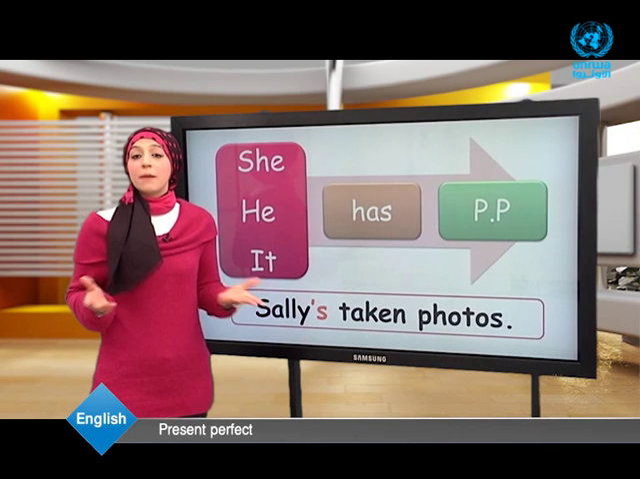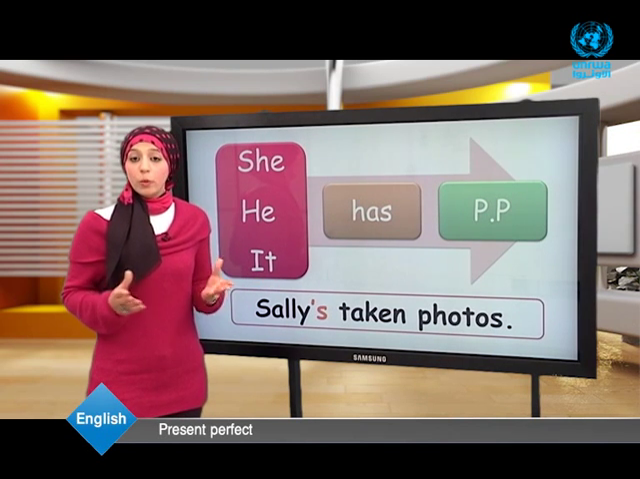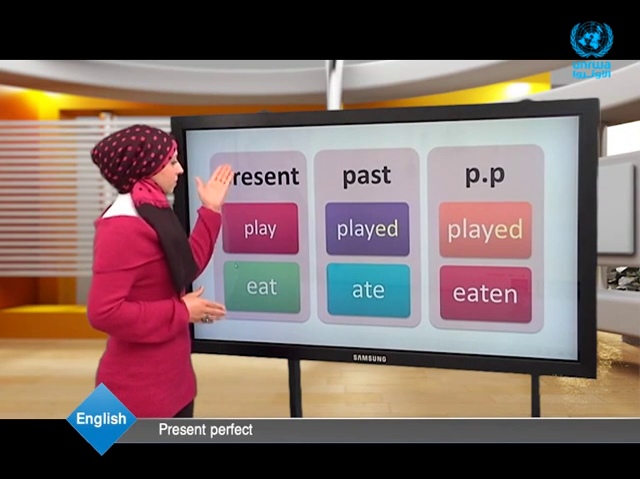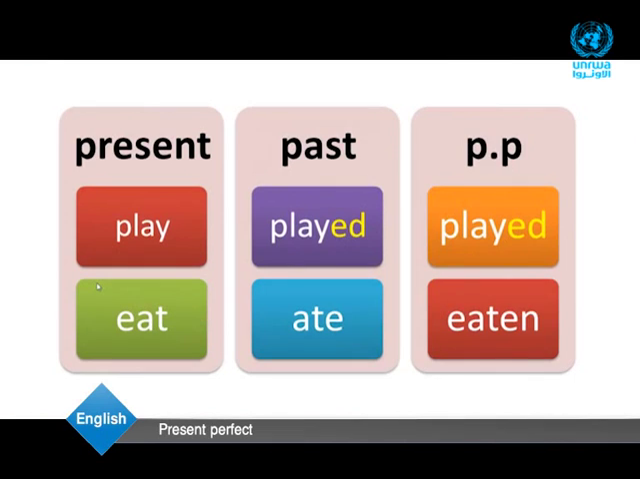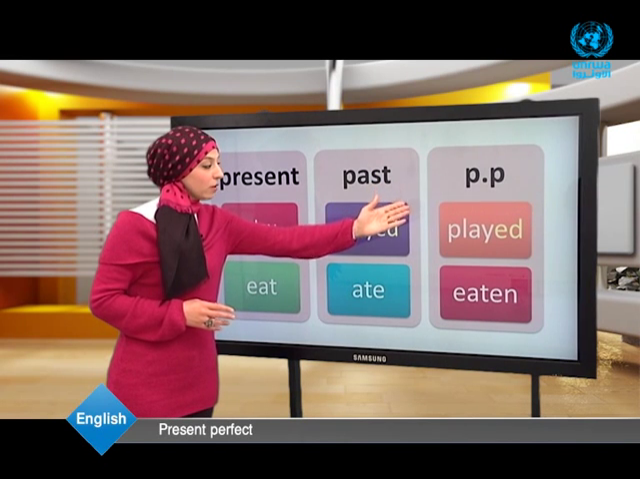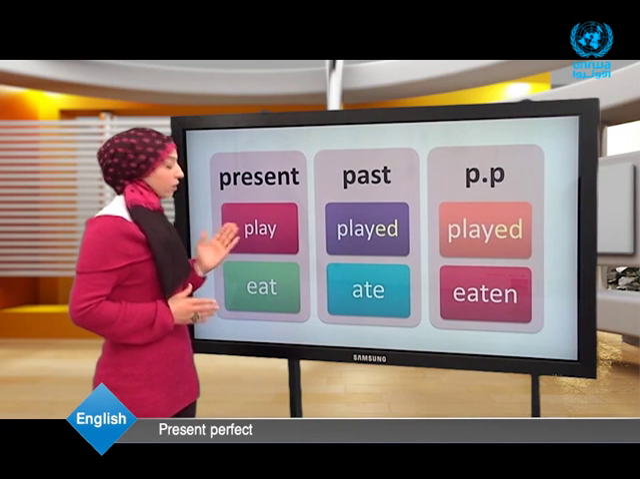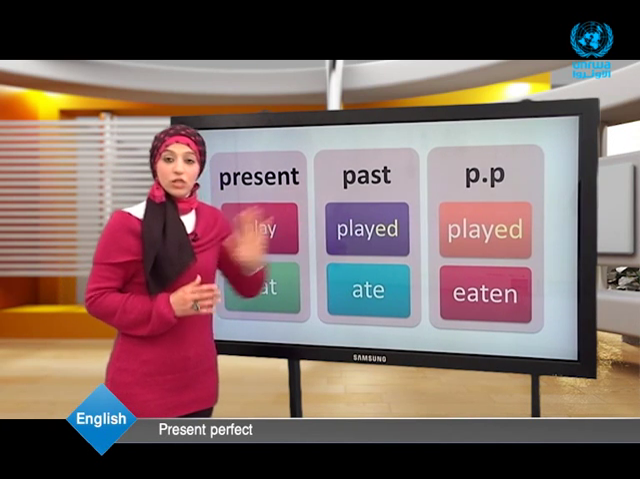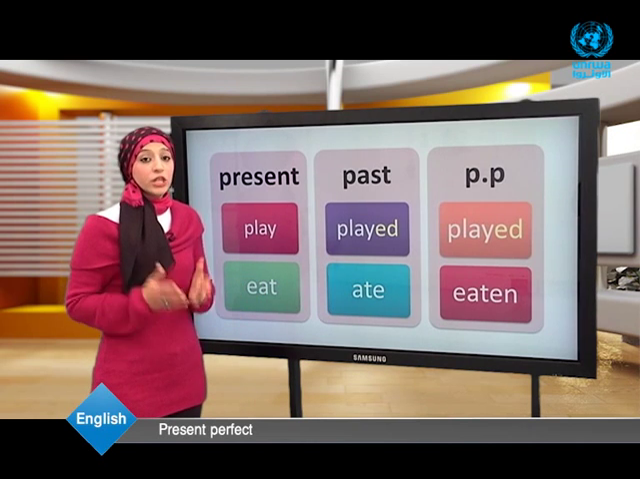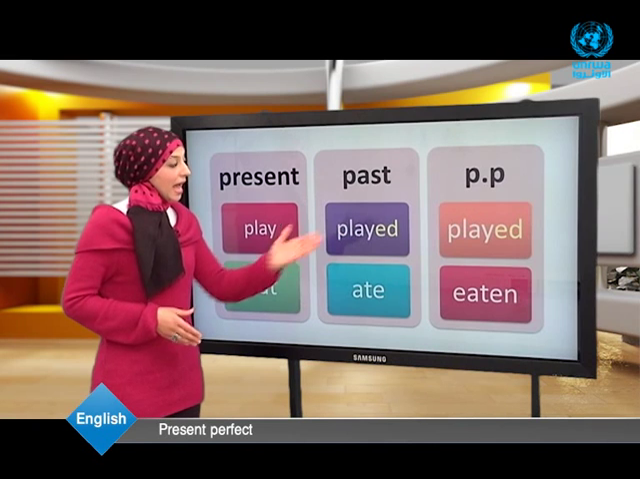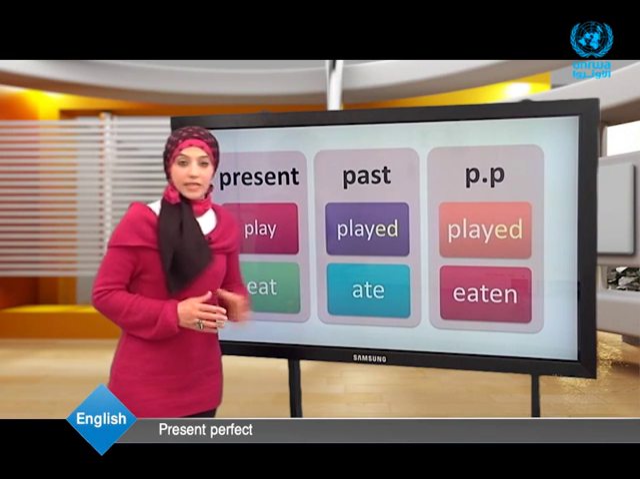Now, what is the past participle of the verb? What do we mean by the past participle? It's the third form of the verb. Look at the present, play, and the past tense, played, and the third form, or the past participle of the verb, played. How do we form the past participle? For regular verbs, we just add ed to the verb, and with irregular verbs, you should learn them by heart. For example, eat is an irregular verb. The past tense of it is ate, and the past participle of the verb eat is eaten.